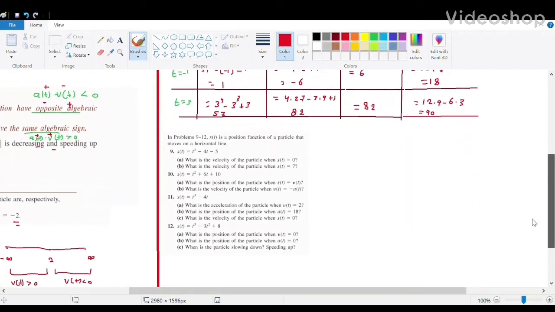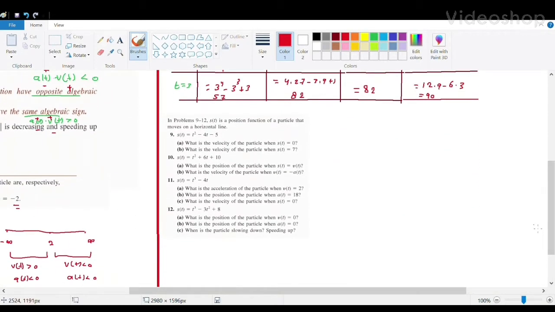Let us see problems 9 to 12. S(t) is a position function of a particle that moves on a horizontal line. We need to find all of this, but according to the course outline, we just need to do question number 12. So let us do 12.